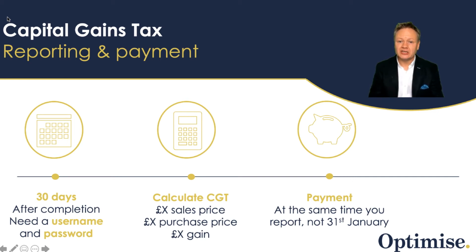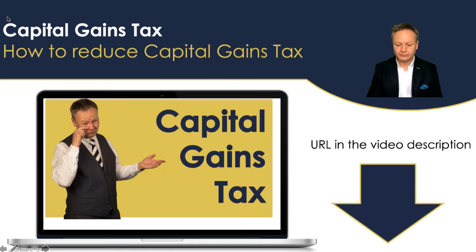Finally, you will need to go through the portal and say, this is how much CGT I'm going to be offering up. And then you would need to pay that within 30 days. So you'll end up calculating and paying that capital gains tax liability.